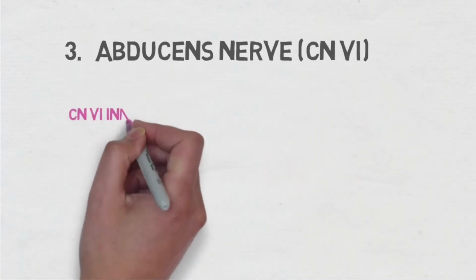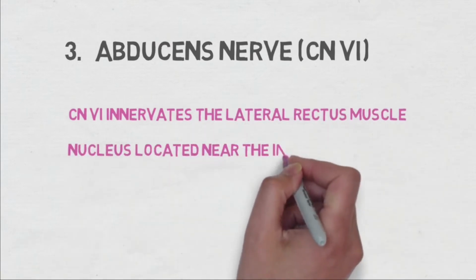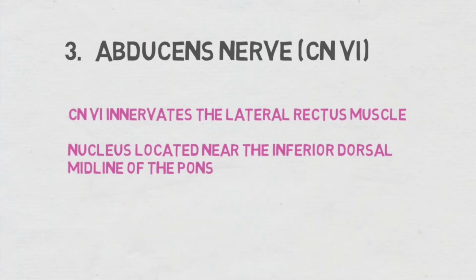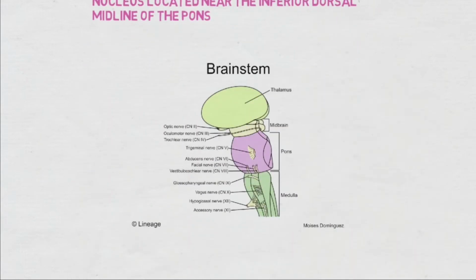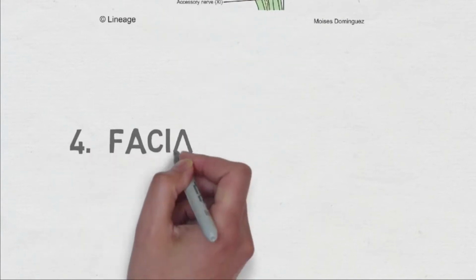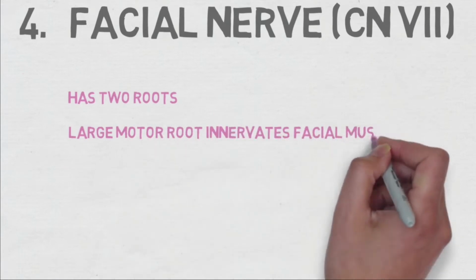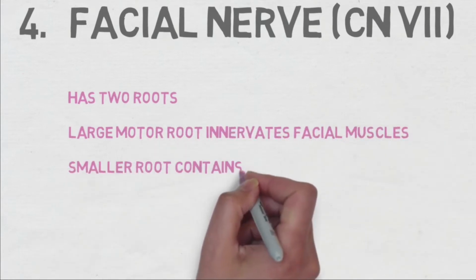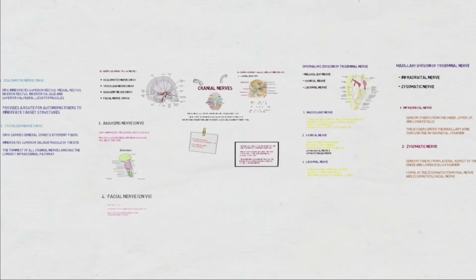The abducens nerve, cranial nerve number 6, innervates the lateral rectus muscle. The nucleus is located near the inferior dorsal midline of the pons. The facial nerve has 2 roots, of which the large motor root innervates facial muscle, while the smaller root contains sensory and parasympathetic fibers. That's all from me.